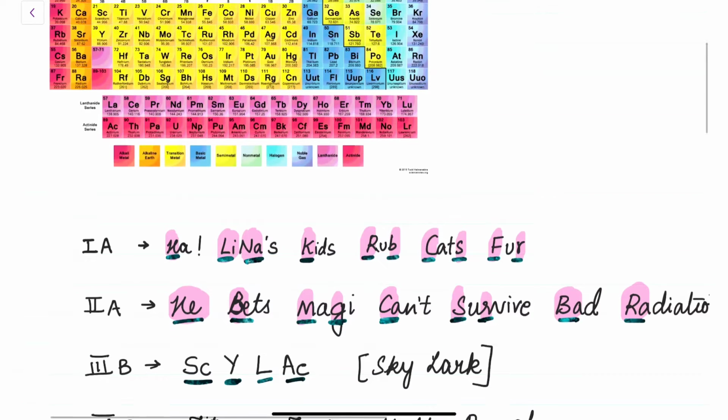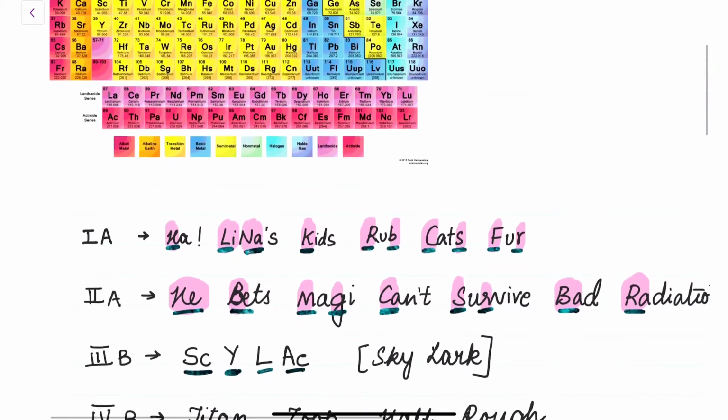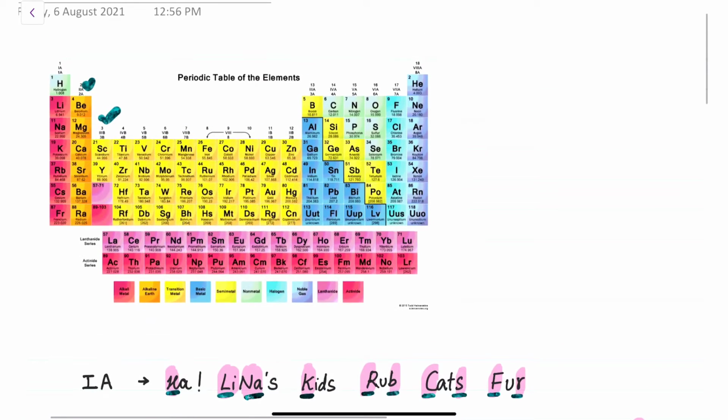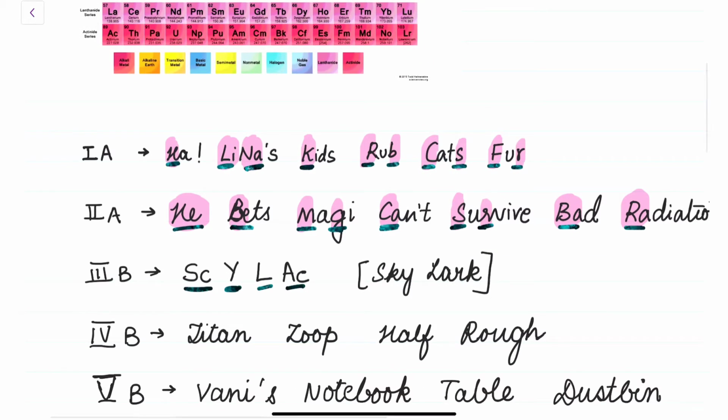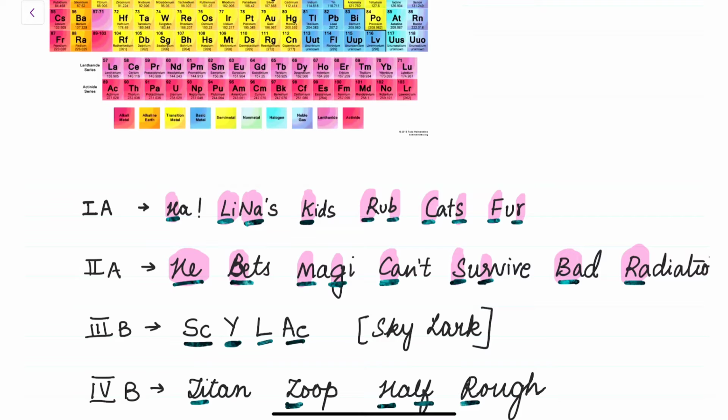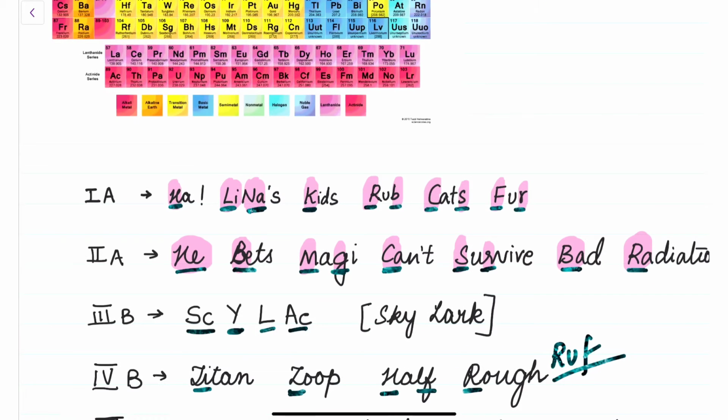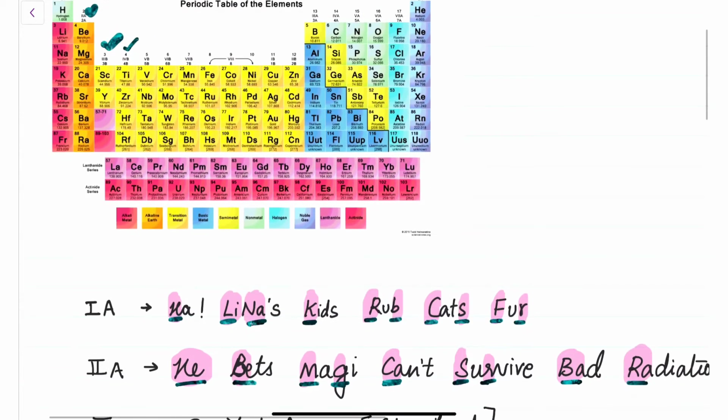Moving on to 4B group of elements, which is titanium, zirconium, hafnium, rutherfordium. So I'm covering the 4B now. Titan, zoop, half rough. So Ti for titanium, Zr for zirconium, Hf for hafnium, and rough. So rough is for rutherfordium. So it's like rough. Alright. So Titan, zoop, half rough is for 4B group of elements.